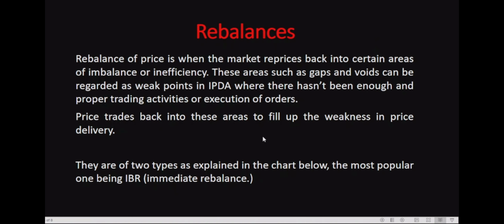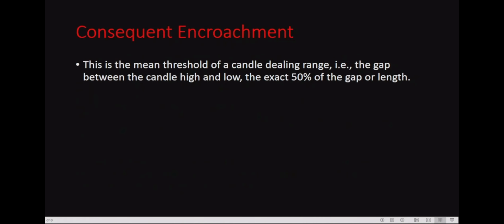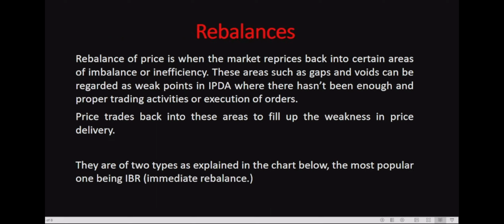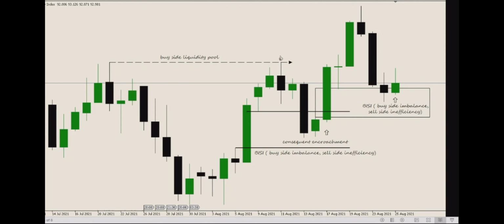Okay, so the last on the presentation is consequent encroachment. What this encroachment means is that this is the main threshold of a candle dealing range. Meaning, if you have a green candle, okay, I will just use this chart. I think I've even explained what this means already. This range, then the 50%, that is your CE.